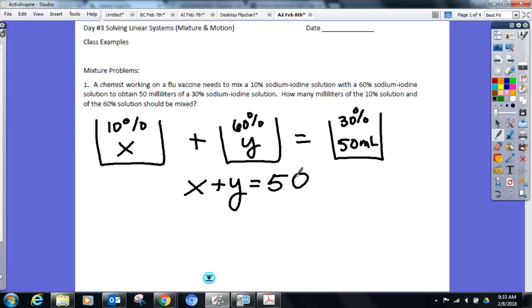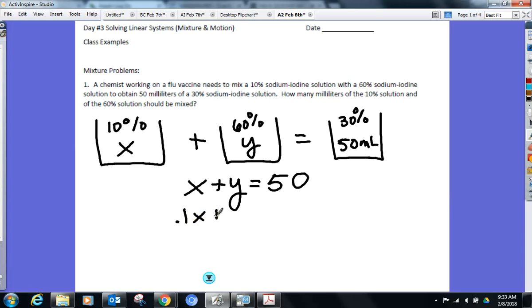Here comes your percents now. I need 10% of some solution, right? And you guys know I don't want to plug 10% in, I want to plug in 0.1, so I'm going to put 0.1 times X plus, how much of the Y do I need? 60%, so 0.6Y equals, and then over here, I already know how much solution I need, which is 50 milliliters times its percentage, which is 0.30 or 0.3, whatever you prefer. There are my two equations.